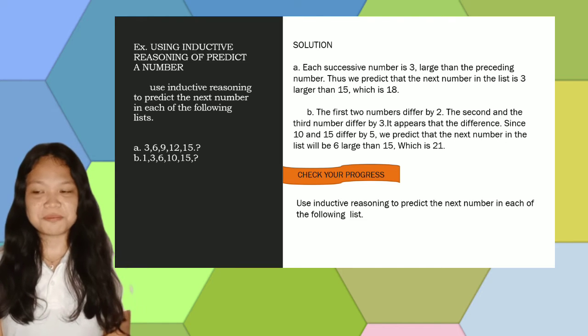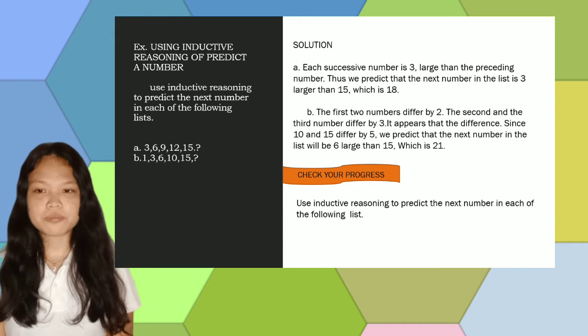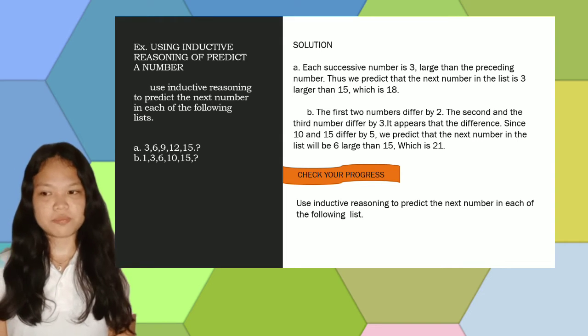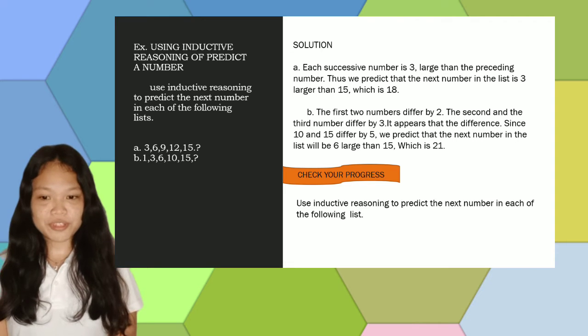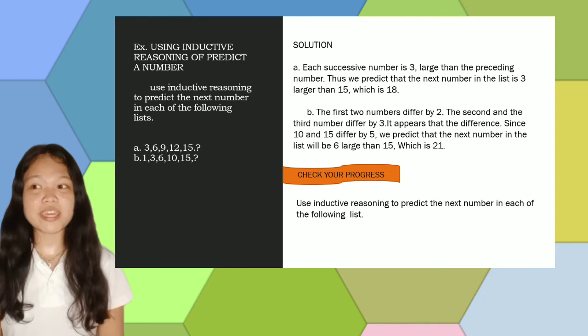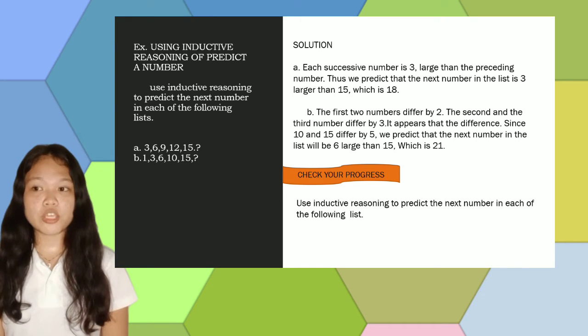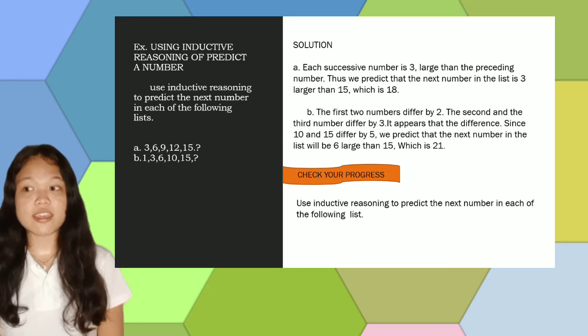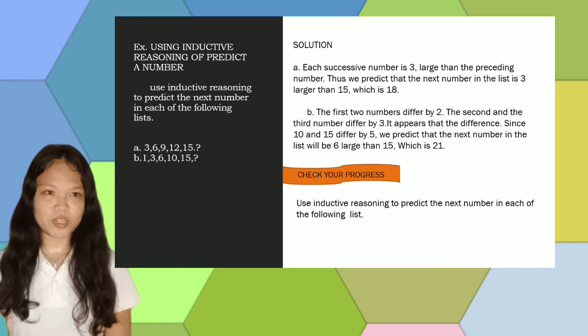Solution. A. Each successive number is 3 larger than the preceding number. Thus, we predict that the next number in the list is 3 larger than 15, which is 18. Letter B. The first two numbers differ by 2. The second and the third numbers differ by 3. It appears that the difference increases each time. Since 10 and 15 differ by 5, we predict that the next number in the list will be 6 larger than 15, which is 21.